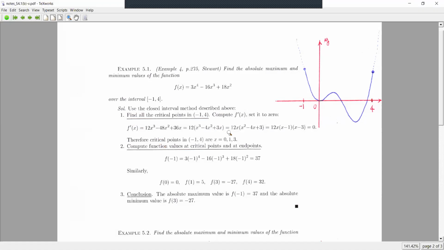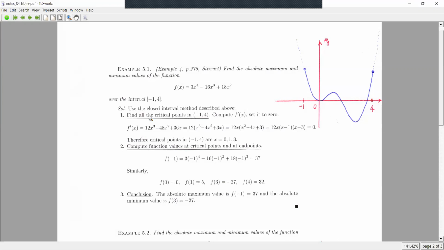This is the derivative of the function. Then set the derivative to 0 and solve the equation to obtain critical points. The solutions of this equation are 0, 1, and 3. All these 3 solutions are inside this interval. So inside this interval, there are 3 critical points.